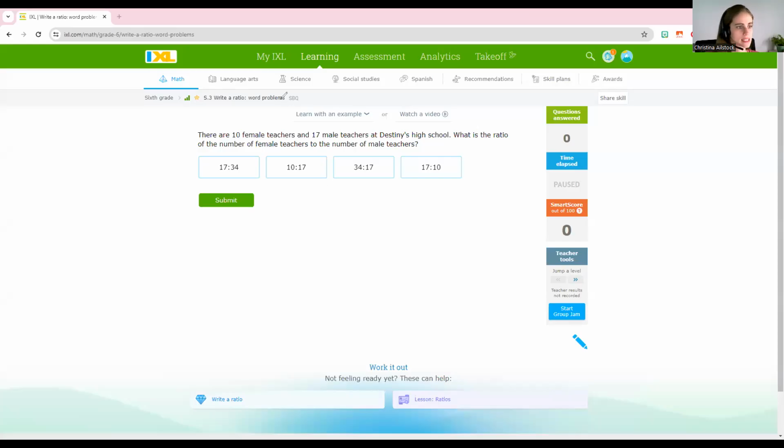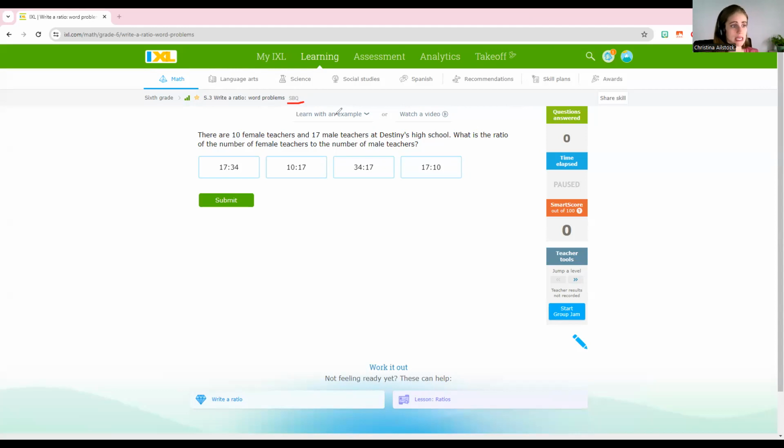All right, here we are on IXL. Reminder, we are doing SBQ, write a ratio word problems. As I do this, I'm always going to read each problem at least twice, because when you're dealing with ratios, or honestly any word problems, it's really easy to accidentally forget something or get something backwards. Reading it a second time to double check things is always a good strategy to use whenever you have a word problem.